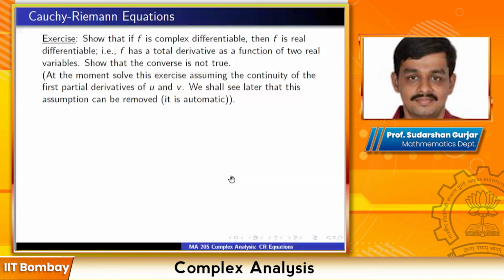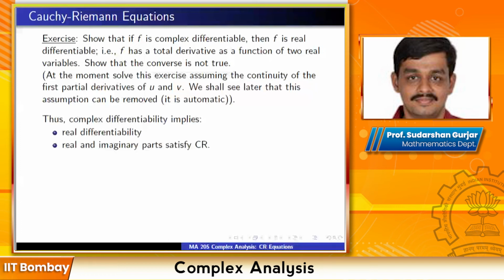So because of this, that's why the subject is also going to be significantly different in its flavor than real analysis or multivariable calculus, whatever you call it. Okay. So thus complex differentiability implies real differentiability and that the real and imaginary parts satisfy Cauchy-Riemann equations. This is the upshot of the discussion.